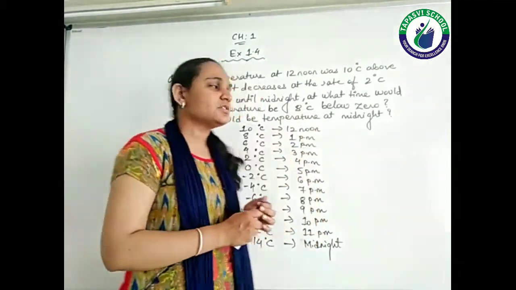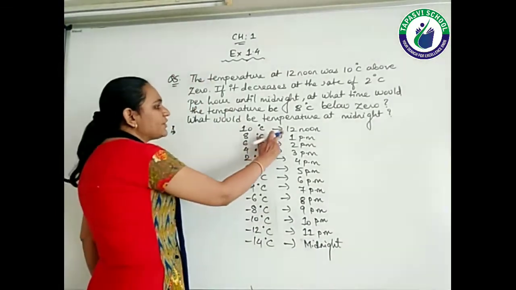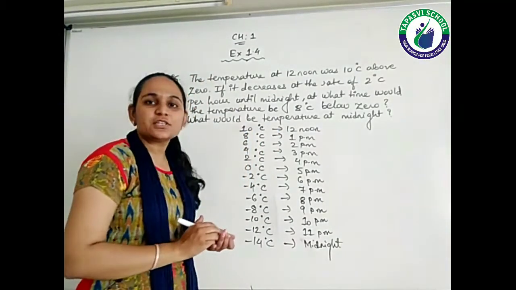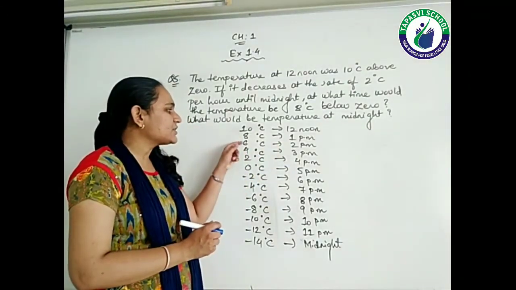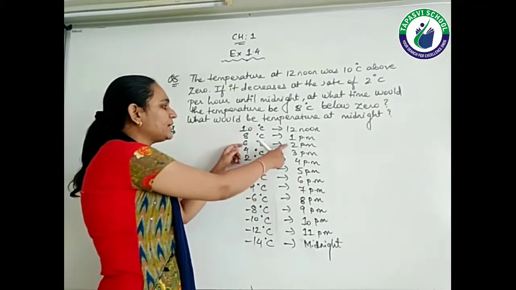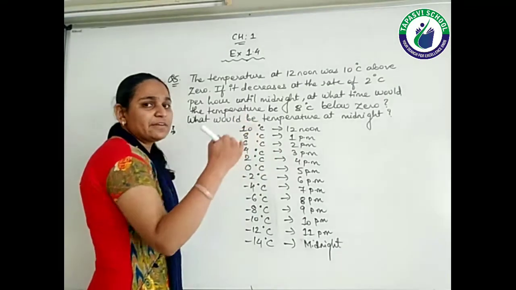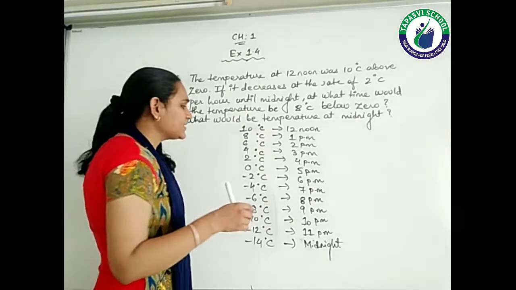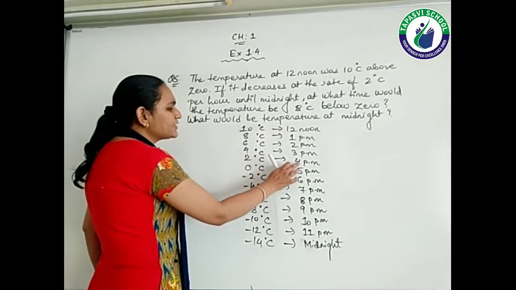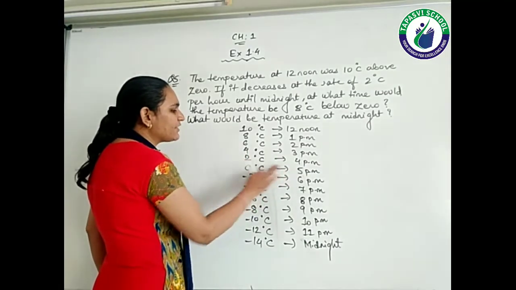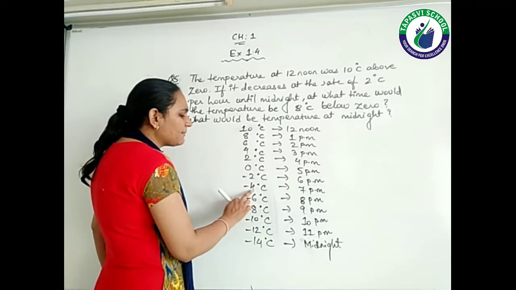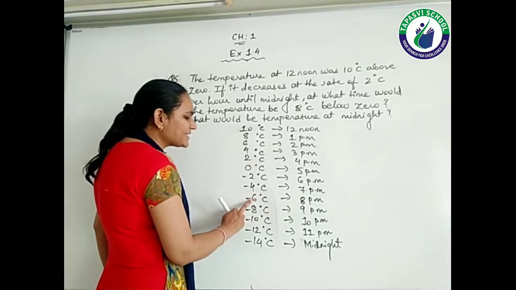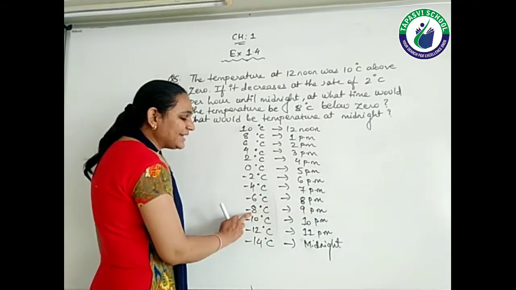So see here the solution, students. At 12 noon the temperature was 10 degrees Celsius. After 1 hour, that means at 1 p.m., it is 8 degrees Celsius. Again after 1 hour, that means at 2 p.m., it is 6. After every 1 hour, 2 degrees Celsius is decreased. So at 3 p.m., 4 degrees Celsius, 4 p.m., 2 degrees Celsius, 5 p.m., 0 degrees Celsius, 6 p.m., minus 2, 7 p.m., minus 4, 8 p.m., minus 6, 9 p.m., minus 8 degrees Celsius.